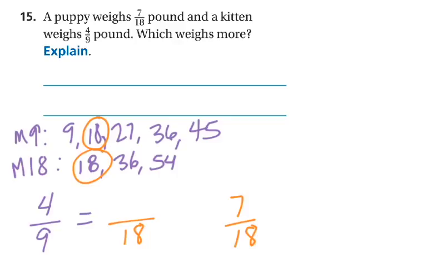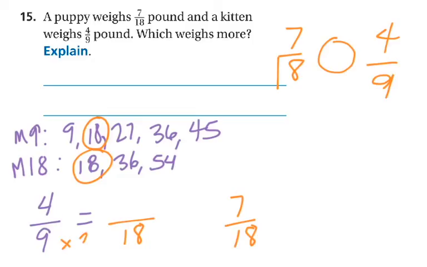Alright, in this problem, I was comparing 7/18 with 4/9, and I needed to get these fractions to have a common denominator. So I listed the multiples of 9 and some multiples of 18, and I saw that they both shared 18. So I needed to multiply 9 times 2 to get 18, therefore I'd multiply 4 times 2 to get 8. And now I was comparing 8/18 to 7/18.